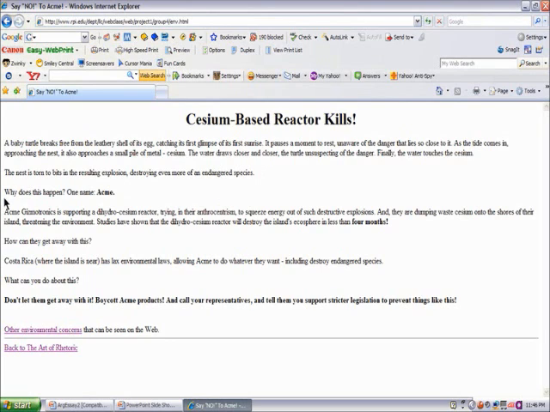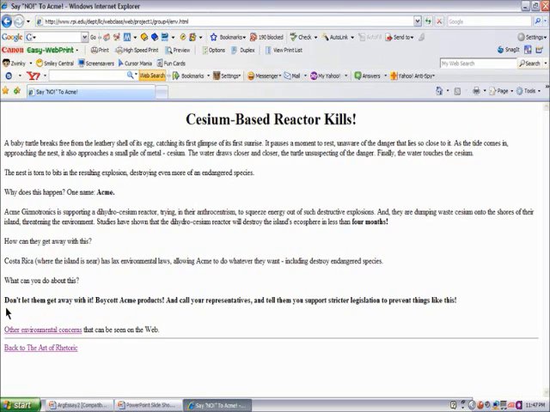We can go down a little bit farther into this particular service announcement, and you'll see how they use some questions. They talk about Acme Gizmotronics, some company, that they are dumping waste cesium onto the shores of the island, right? So they're giving us a little bit more of the backstory. And then they say, how can they get away with this? They're asking one of those questions that, again, is supposed to elicit an emotional response from us. And then they have their call to action, which is, what can you do about this? So again, we're supposed to be incensed by what's going on.